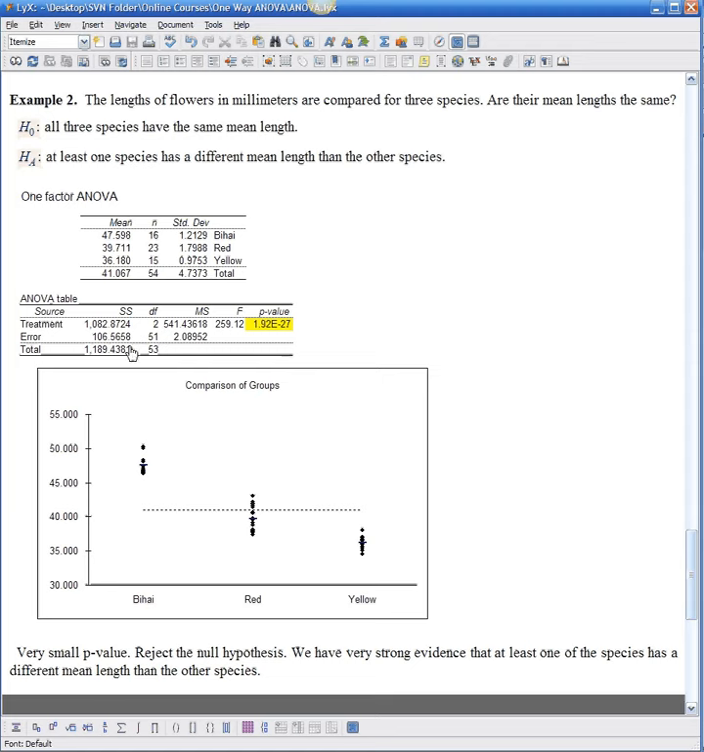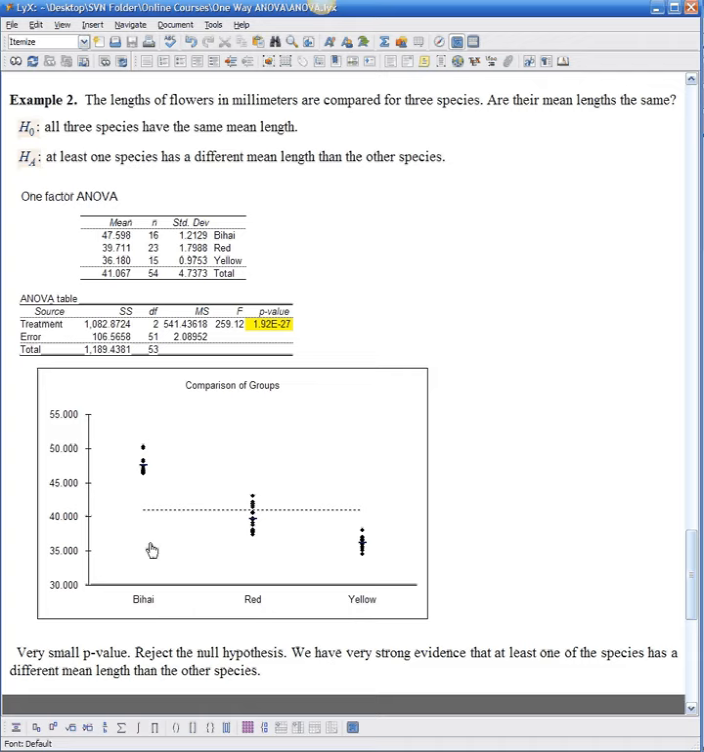Coming down here, notice your sum of squares between the groups. Notice how big that is compared to the sum of squares within the groups. That tells us that our population means probably are different because we have a lot of variation between the groups. Degrees of freedom, F statistic, that's a huge F statistic, and my p-value is 1.92 times 10 to the negative 27. That's virtually 0. That's a very, very small p-value, which means we reject the null hypothesis, so we have very strong evidence that at least one of the species has a different mean length than the other species.